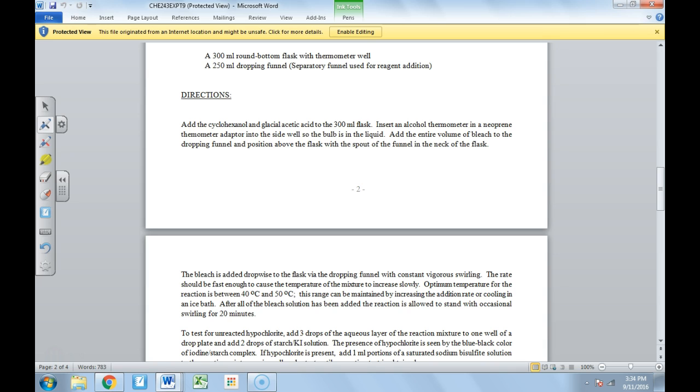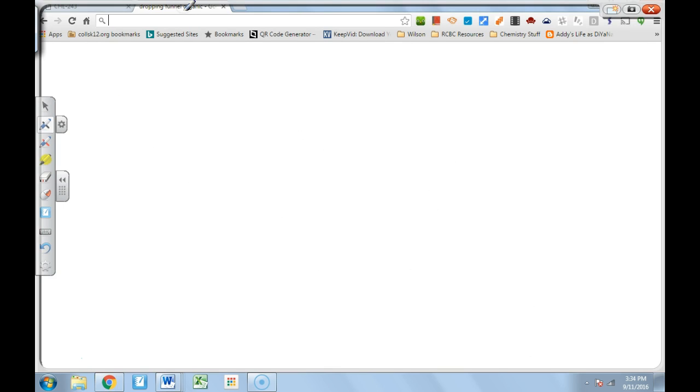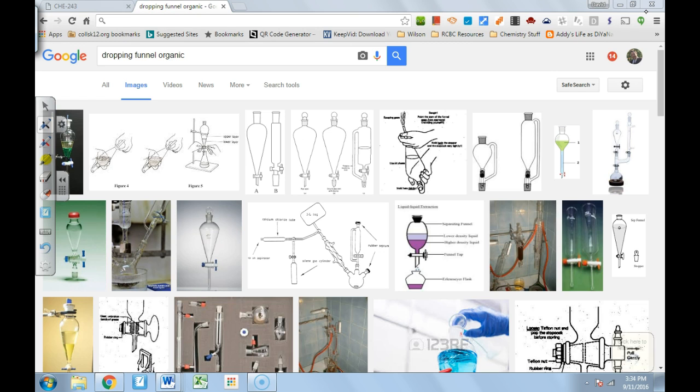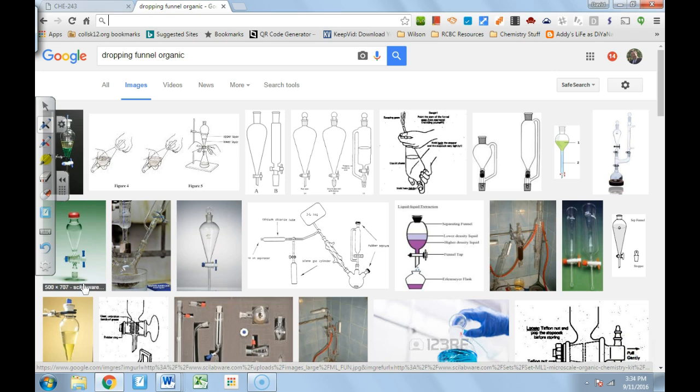But you're going to use a dropping funnel, okay? And so what I did is I pulled up a picture of what a dropping funnel looks like. A dropping funnel looks like a separatory funnel, but it has this little ground glass joint on it. What that does is allow you to have a tight seal between the two pieces of glassware, so that as it's dropping, you're keeping the natural atmosphere out of there. So it's something good to do.